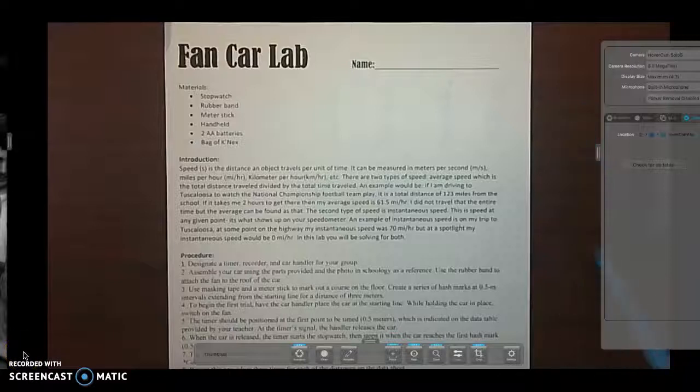So this is the fan car lab. If you are absent or you're not sure how to complete the data on the back, that's what I'm going to be walking you through today. So this lab shows you two different things. It tells you about the two different types of speed.